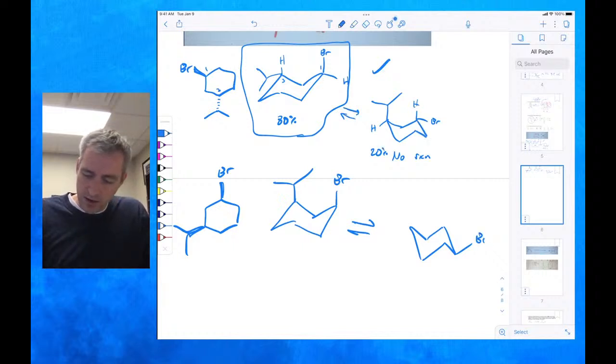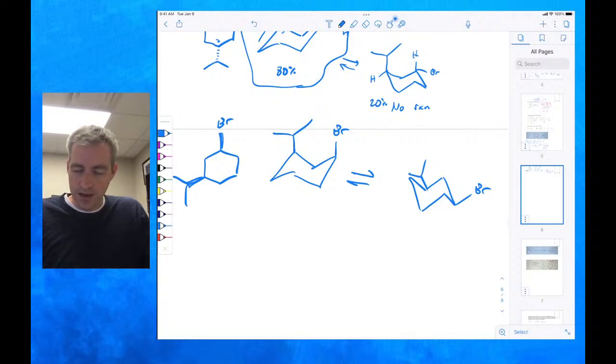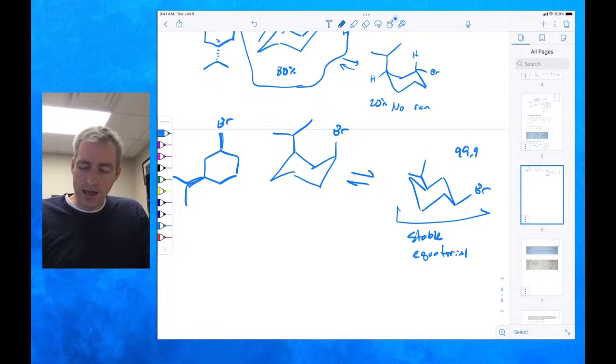So this will be the Br here. This will put the isopropyl over there. Didn't draw a great ring here, but this is very stable. Both groups are equatorial. So this is like 99.9% of the time, 0.1% of the time.